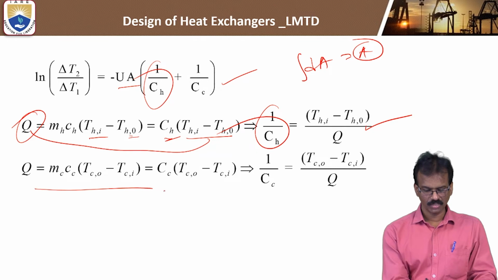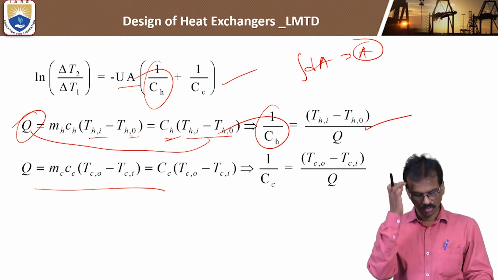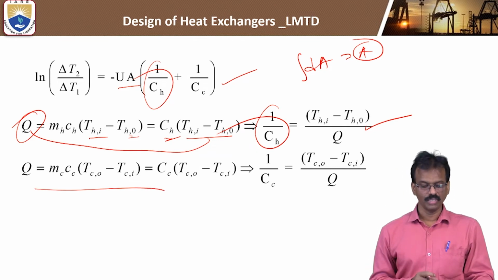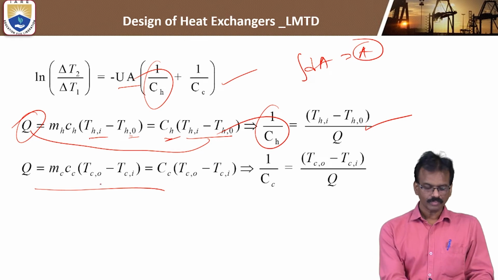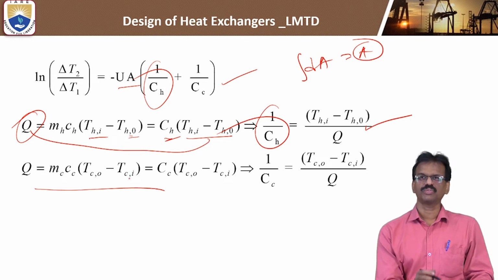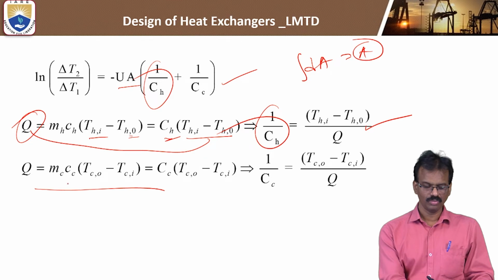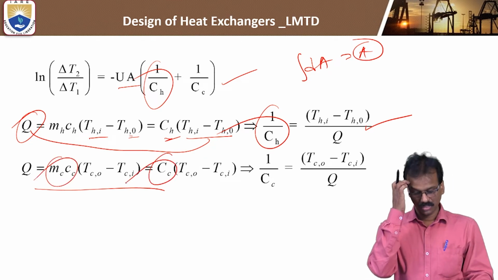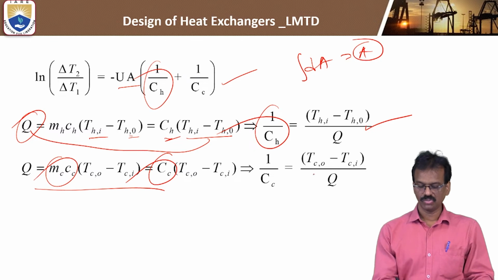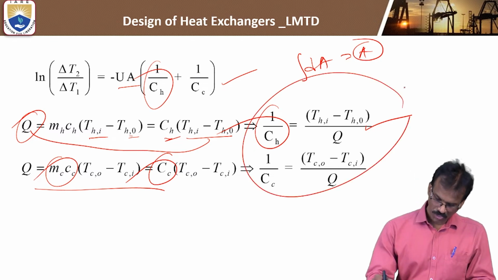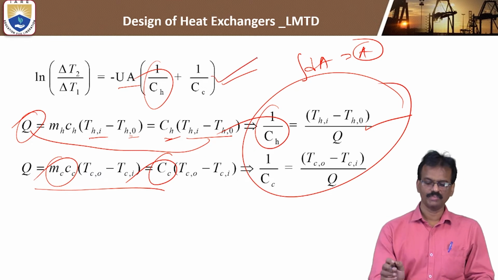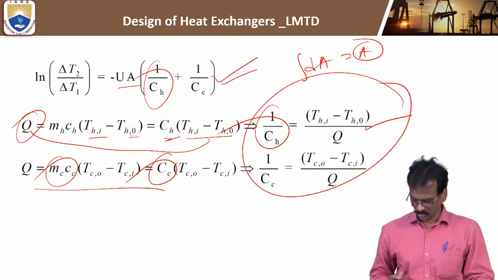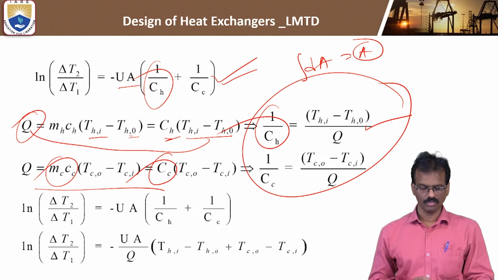In a similar manner, for the cold fluid, Q is equal to m_c C_c into cold fluid outlet minus cold fluid inlet. You know that m_c C_c is nothing but capital CC, so 1 by CC is equal to TC naught minus TCA by Q. Then you can substitute these values in this formula, so in this equation we will get these values.